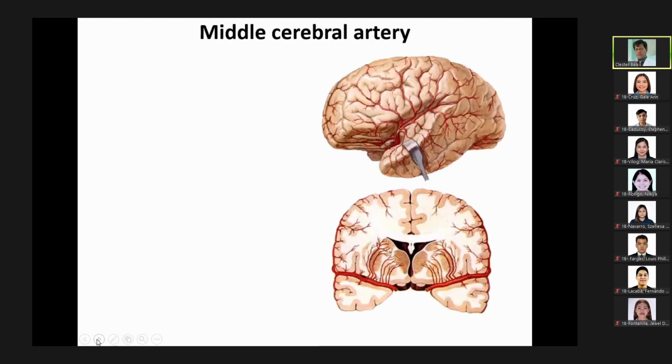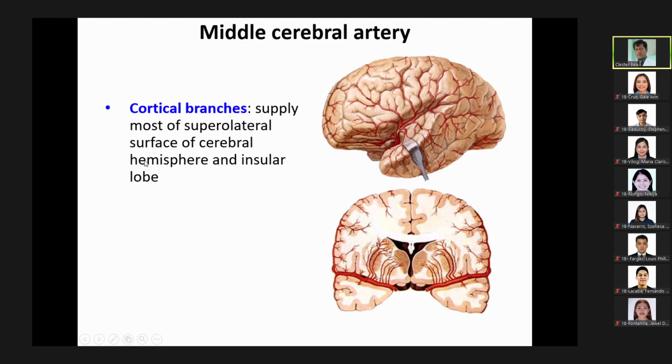Now let's go to the other of the two terminal branches of the internal carotid artery, and that would be your middle cerebral artery. The middle cerebral artery, as you see here, courses along this fissure. This is your Sylvian fissure. At the depth of that is where you will see the middle cerebral artery, at least the terminal end of the middle cerebral.